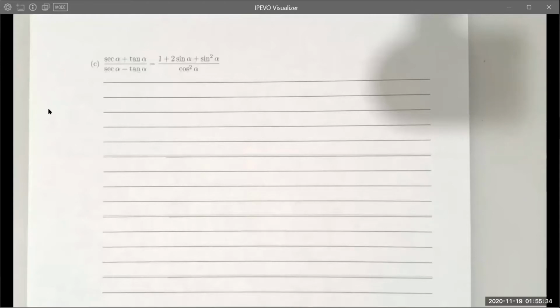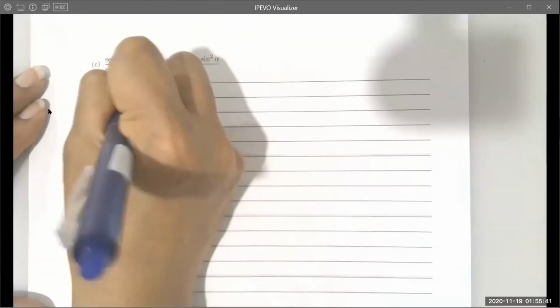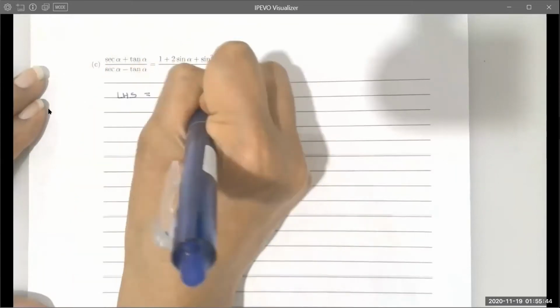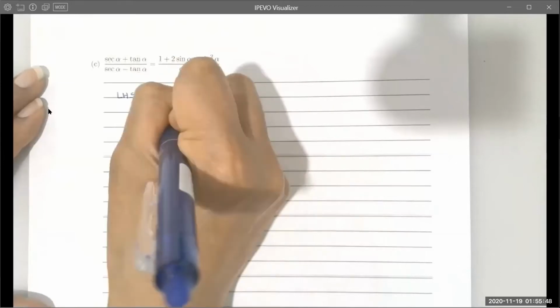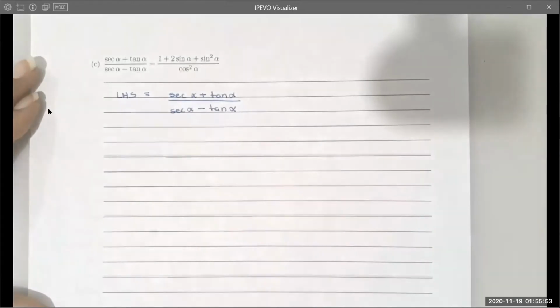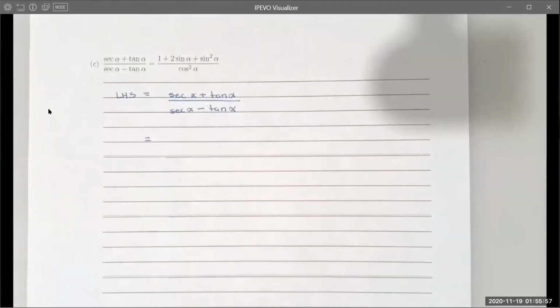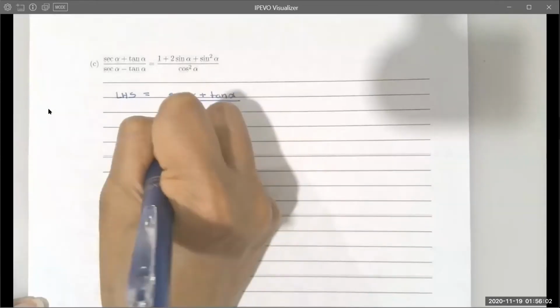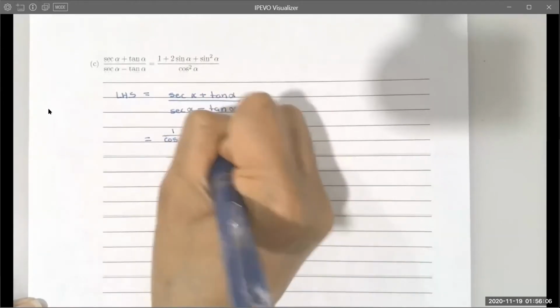So here I'm going to start on the left-hand side. And we said, let's go ahead and replace secant with 1 over cosine. That's the reciprocal identity. And the tangent with sine over cosine.